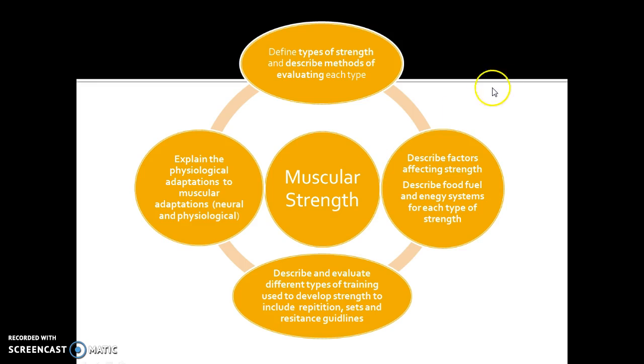So first thing we have to do is have a definition of terms. There are 5 different types of strength, and each type of strength has a direct measurement for it. Other things we have to look at are the factors that affect strength, and then we'll look at the food, fuel, and energy systems after the second lesson on this. We also need to look at the different types of training that you can use to develop the different types of strength.